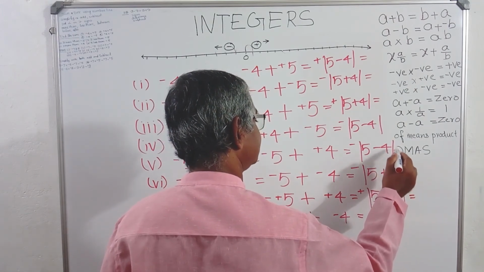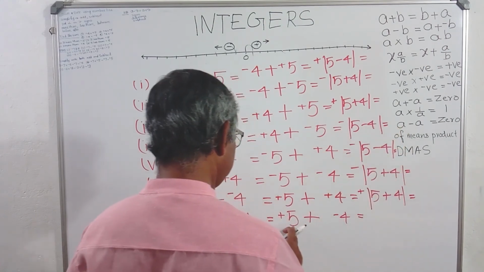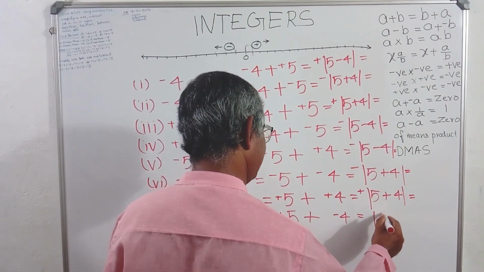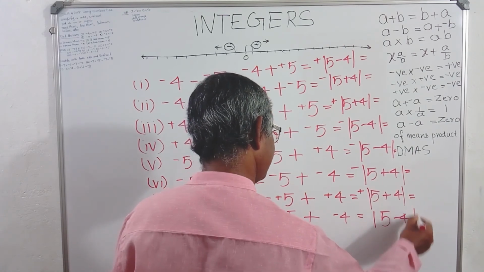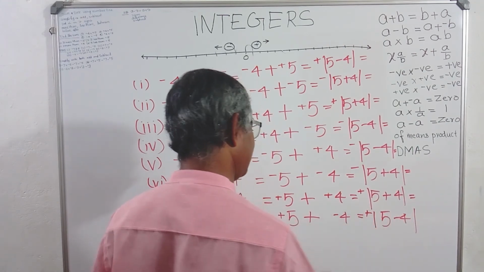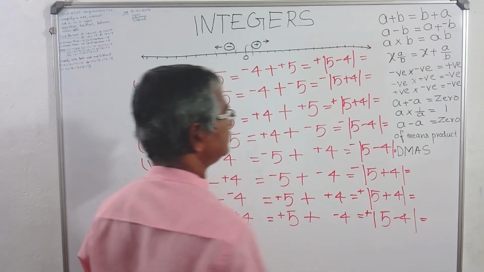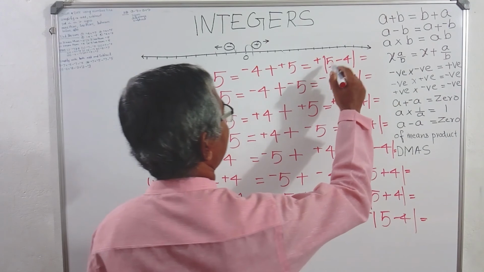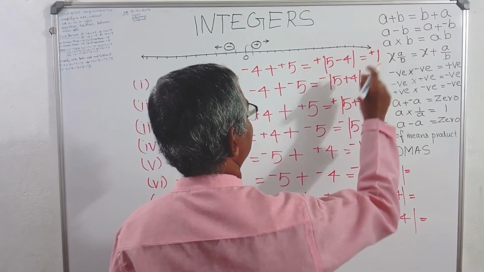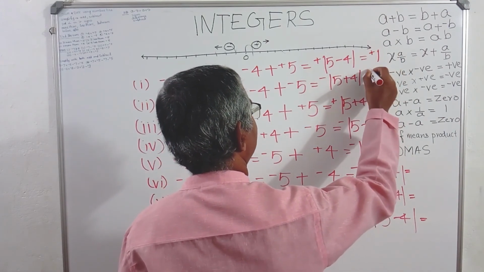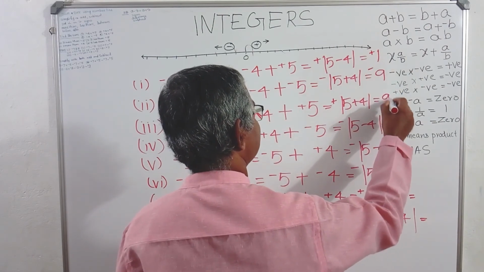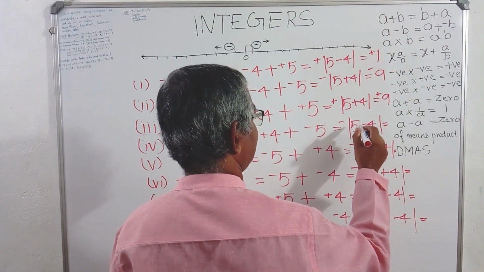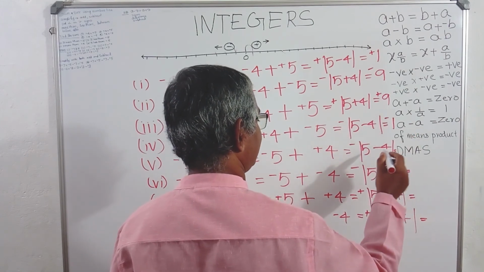Again, one is negative, one is positive. Taking the difference of absolute values, put the sign of the larger absolute number. I hope you can follow what I am speaking. 5 minus 4, 1, positive 1. 5 plus 4, 9, negative 9. 5 plus 4, 9, positive 9. 5 minus 4, 1, negative 1.